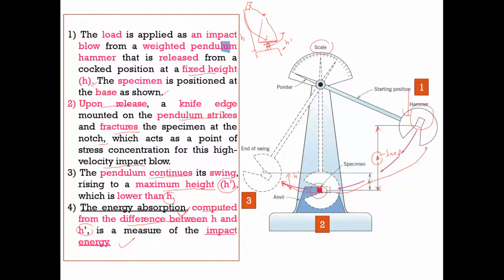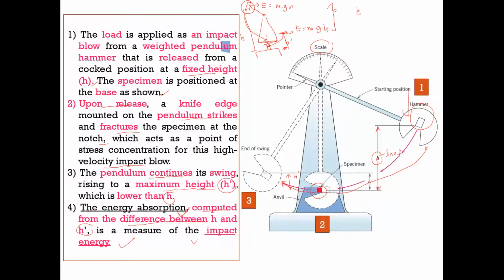During this first step, in this area, you have a potential energy, E equal to mgh. And when your pendulum is up to this H prime value, another potential energy is created here, so E is equal to mgh. So where is the impact energy? The impact energy comes from the difference between these two E.